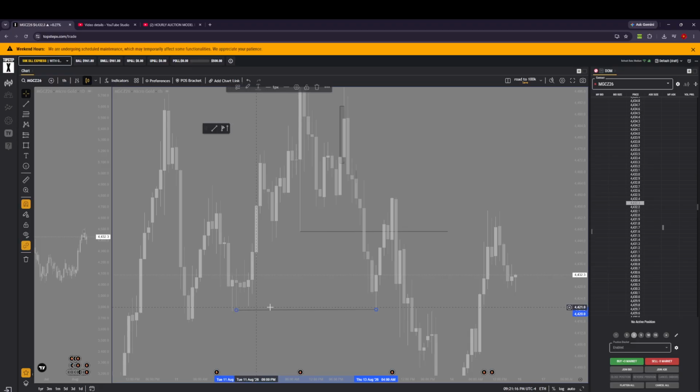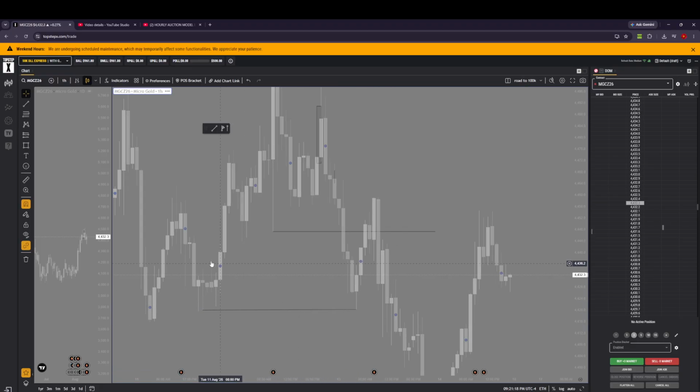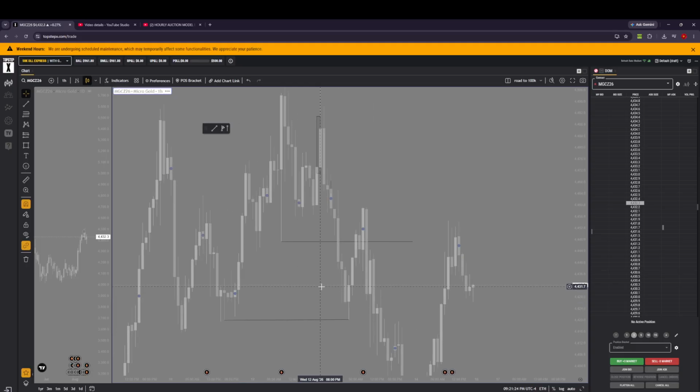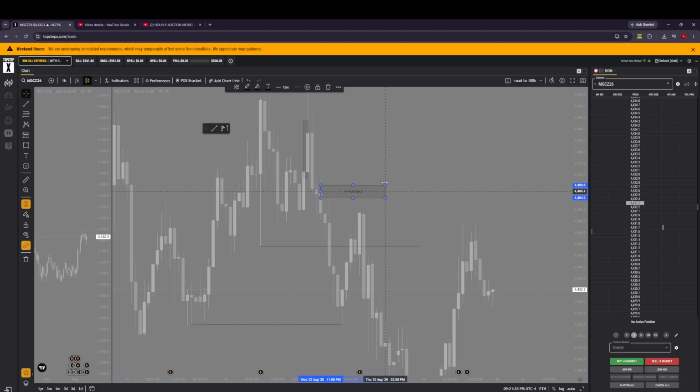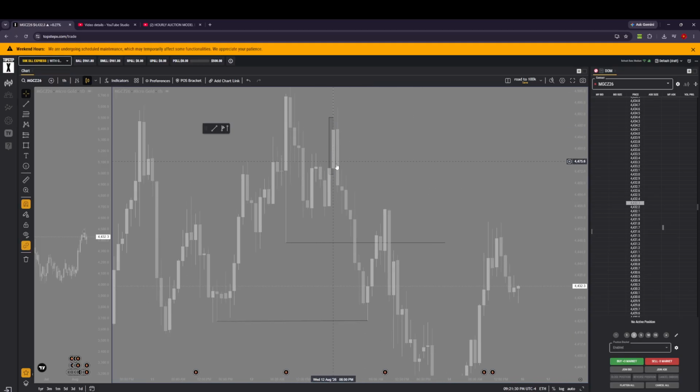When it comes to putting my take profit, I like to put it a little bit before the actual profit target. So I probably would have targeted somewhere up here to play it safe. But this was a great trade, honestly. I probably took these shorts. But this was a great trade.